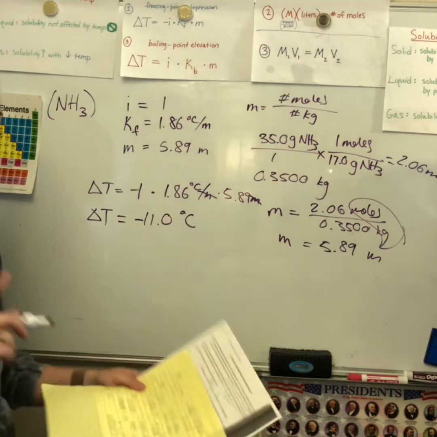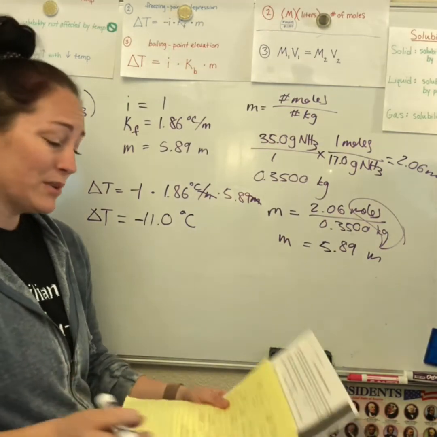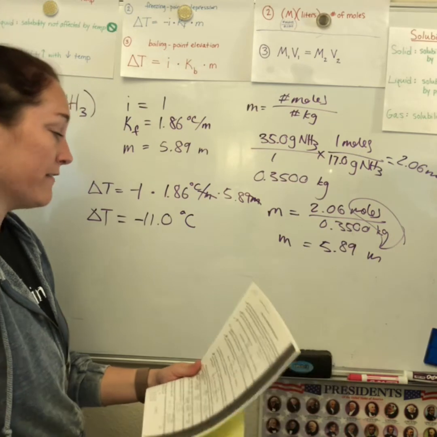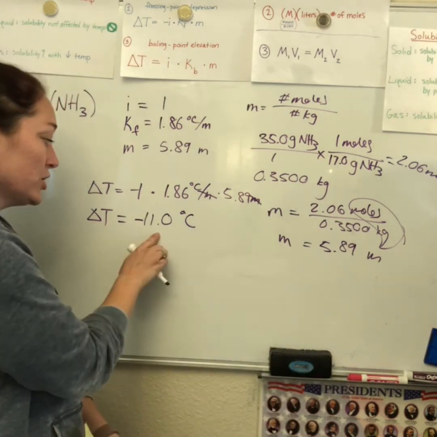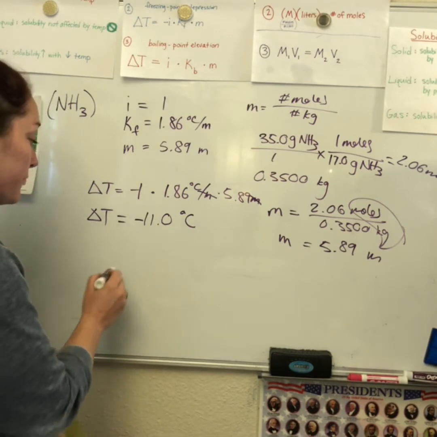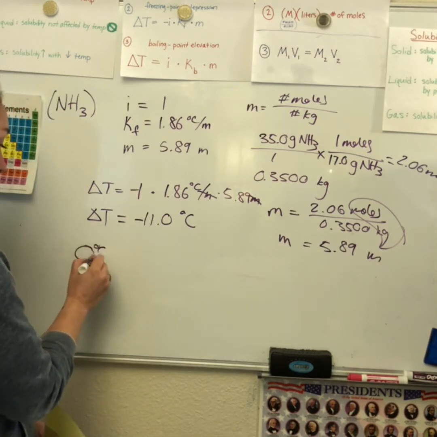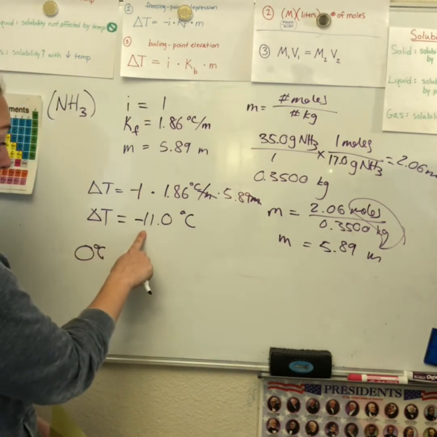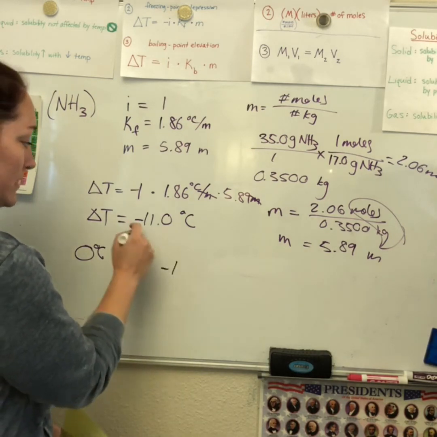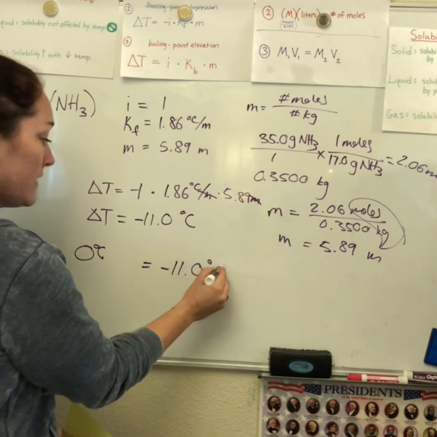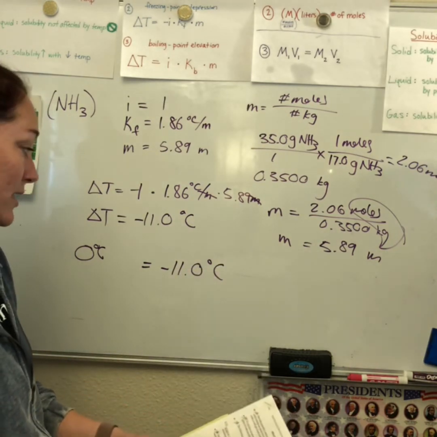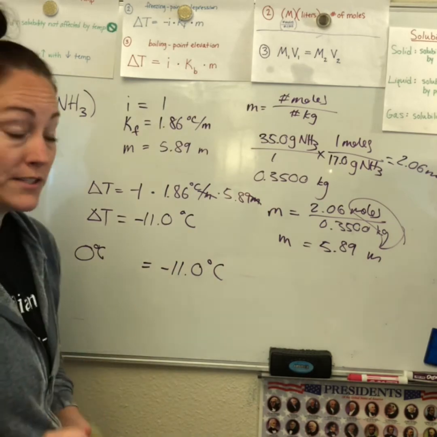Now, that is not your final answer. You always need to check and see what they asked, okay? They asked, what is the freezing point of this? So remember, this is just change in temperature. And since we were dealing with water, we know water freezes at 0 degrees Celsius, okay? So if I just subtract 11, we know that my actual answer is the same as this one. It just happens to be that it's actually -11.0 degrees Celsius. That's the temperature that water freezes at, okay?